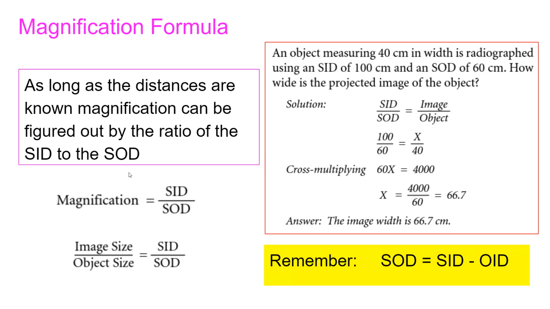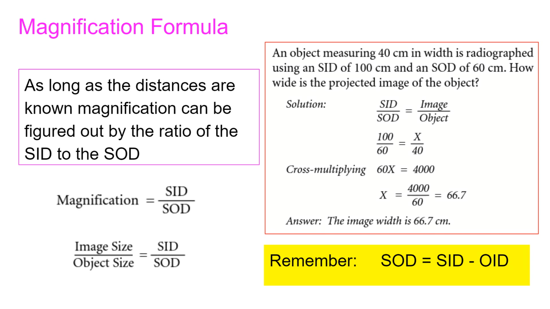Oh, I have one more. Okay, I think this is the last one. Magnification formula in pink. As long as the distances are known, magnification can be figured out by the ratio of the SID to the SOD. Right. So let's try to do this. Oh, look, I even put this one here.